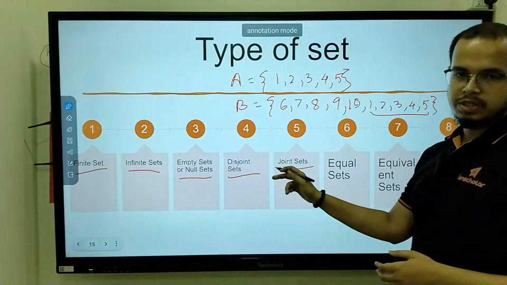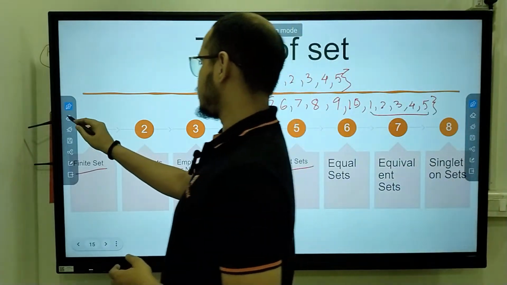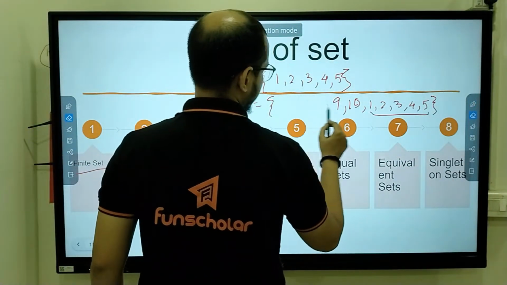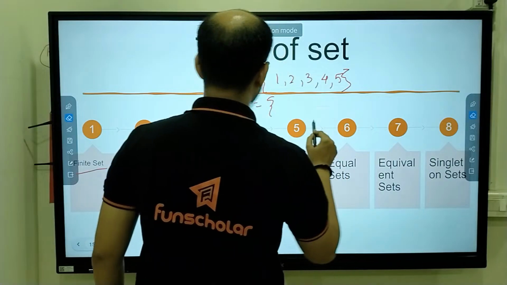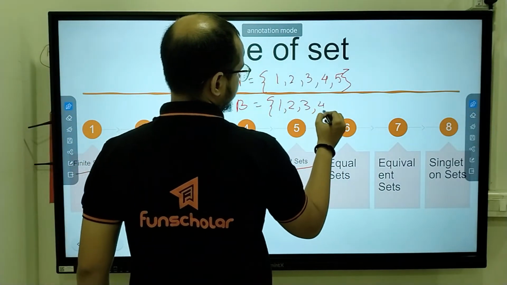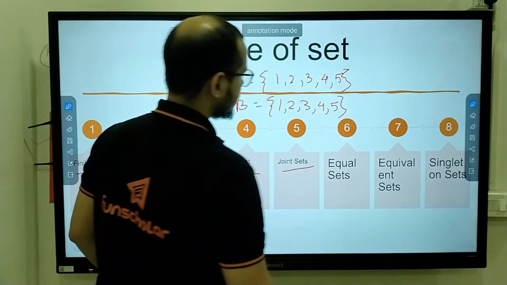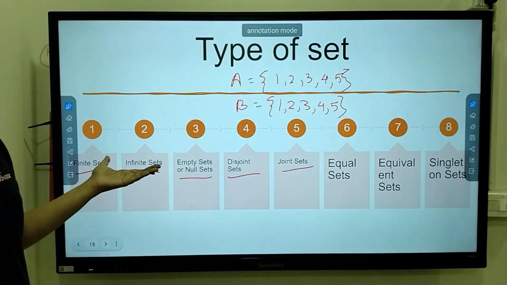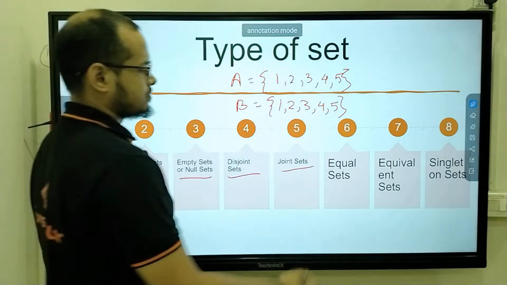Okay. Now equal sets. Equal sets is again very easy to understand. If I write 1, 2, 3, 4, 5 for both sets, these two are actually equal. Okay. That is what is called equal sets.